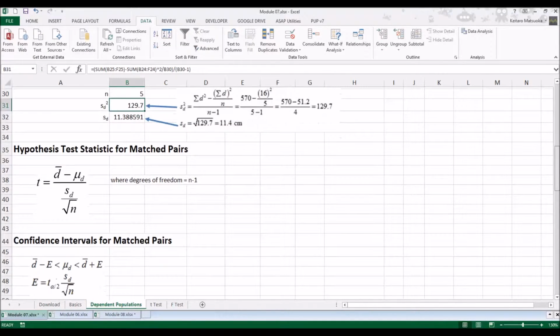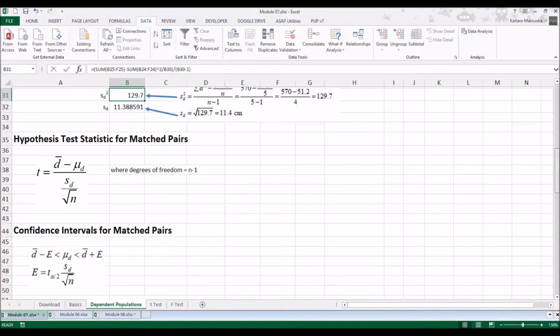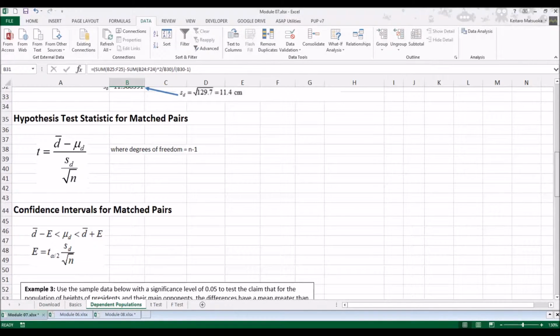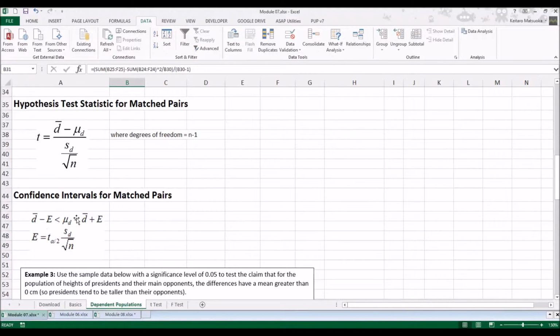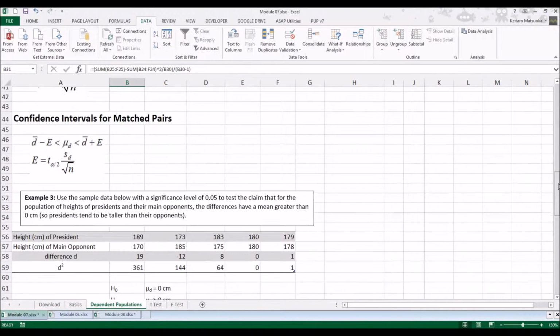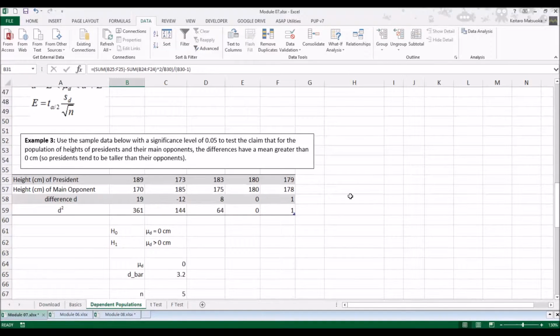Let's look at the hypothesis test statistics. As I mentioned, we'll be using the t distribution, and there's a formula for the test statistic. The confidence interval is written this way. Here's the formula, so let's look at an actual example. Using the data below and a significance level of 0.05, test the claim that for the population of heights of presidents and their main opponents, the differences have a mean greater than 0 centimeters, or we're saying that presidents tend to be taller than their opponents. Is that the case? Let's take a look.